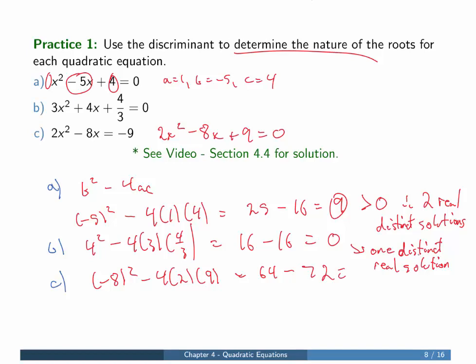You don't even have to calculate this, right? This is negative. Okay, and I'm stressing that because, I mean, these are easy to do in your head, but eventually you're going to get really, really large numbers that you shouldn't waste your time with. This is negative, therefore, no real solutions. Okay?